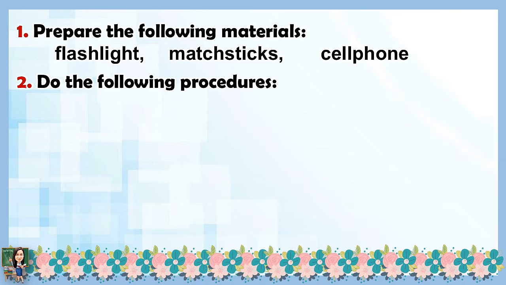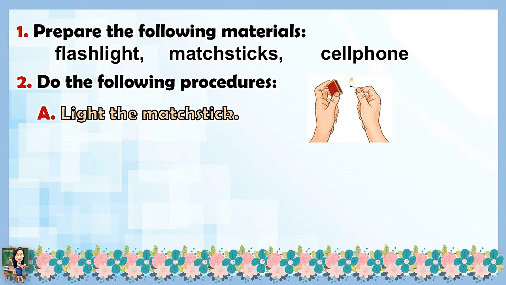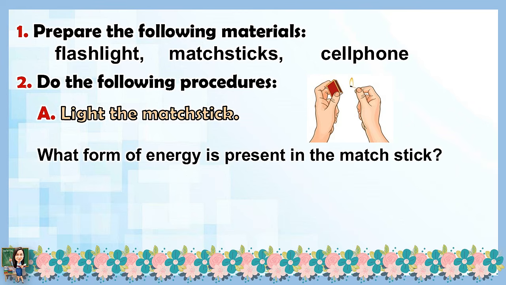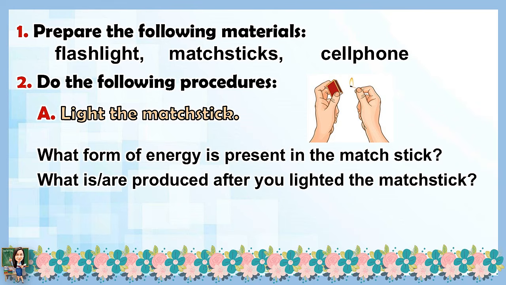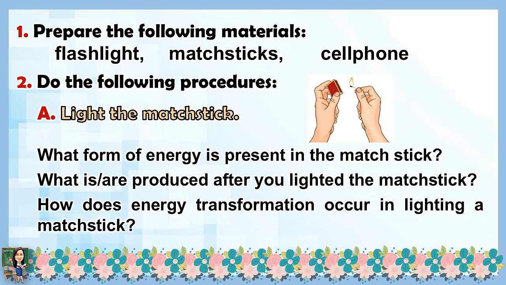Second, do the following procedures. For letter A, light the matchstick, like in the picture. What form of energy is presented in the matchstick? What is or are produced after you lighted the matchstick? And how does energy transformation occur in lighting a matchstick? So kids, answer these questions.